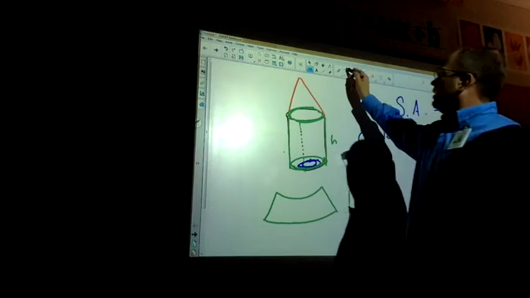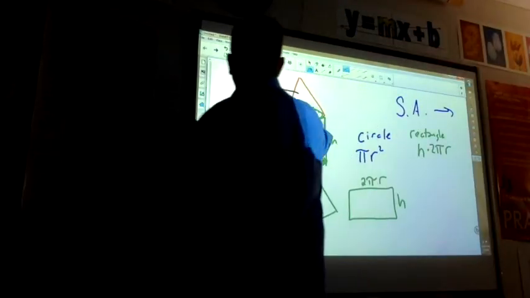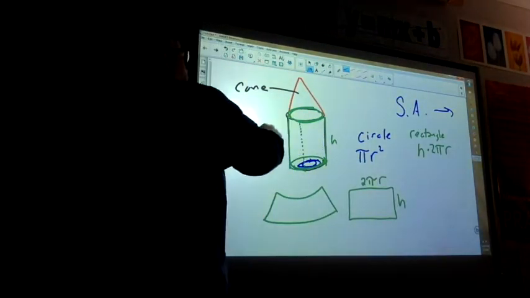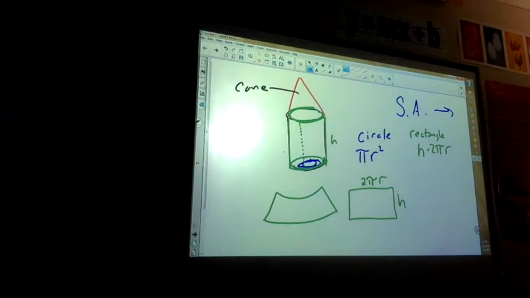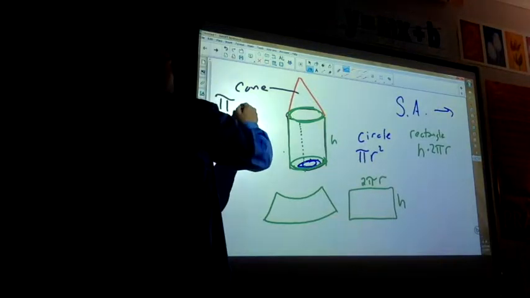Then the last part is I have this cone up top. And do I need to worry about the base of this cone? No, it's adhered to the other base, so we're not looking for that as surface area. So we look for pi r l.